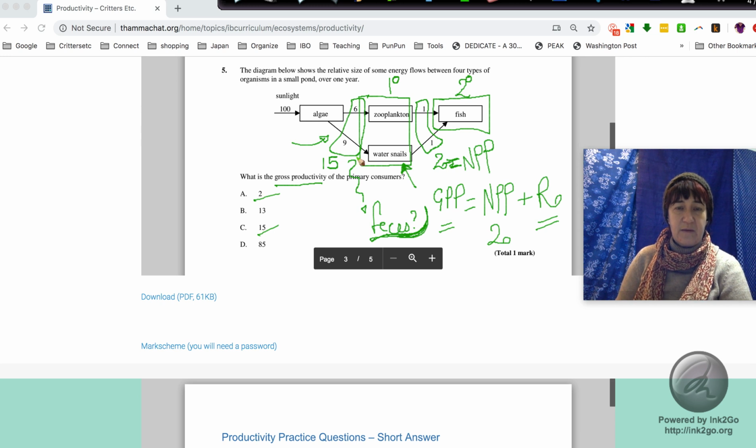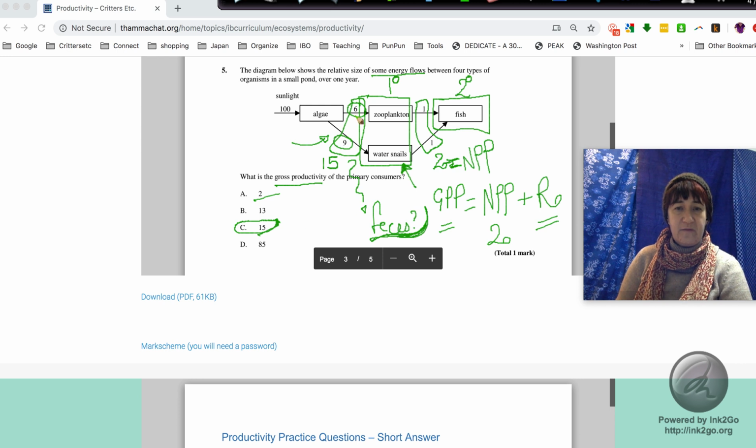But this amount here, because they don't tell me the information, it makes me think that this is how much energy they're actually getting, because it says some energy flows. And because they're not telling me anything about the feces and whether they digested all of this algae or not, I have to think that they're actually getting 9 units of energy and 6 units of energy from the zooplankton or the water snails. And so that makes me think that the gross productivity is 15. The net productivity is definitely 2.